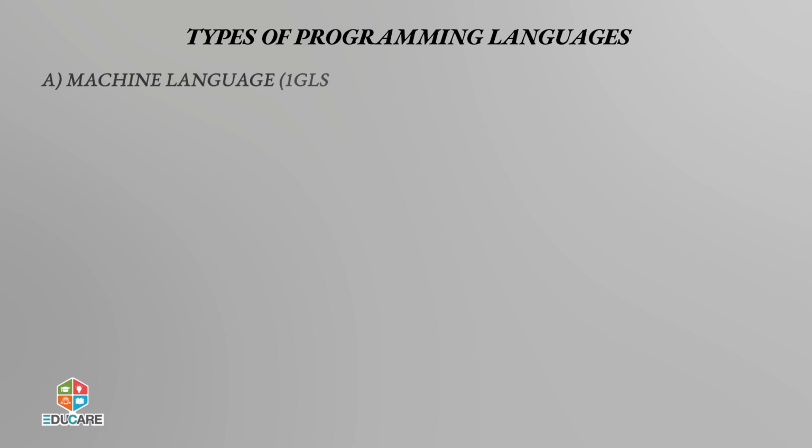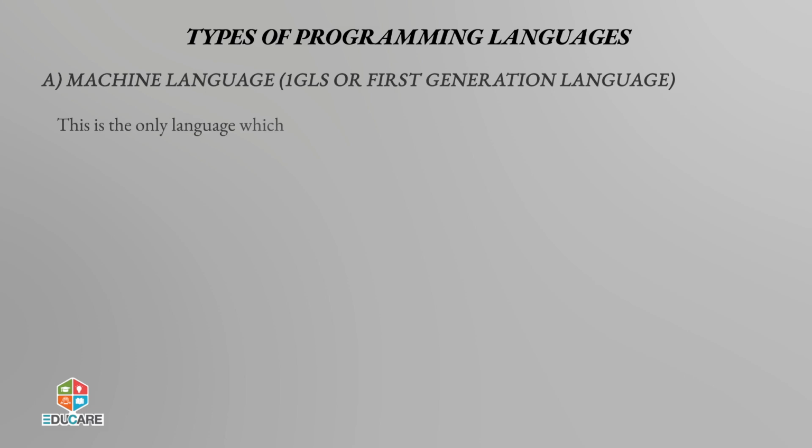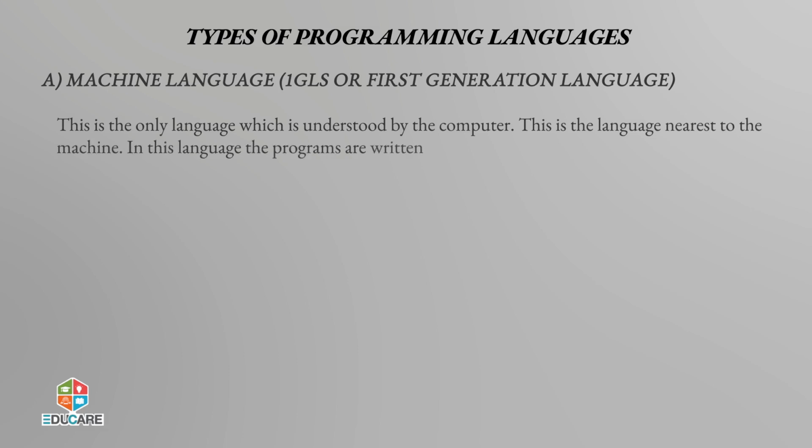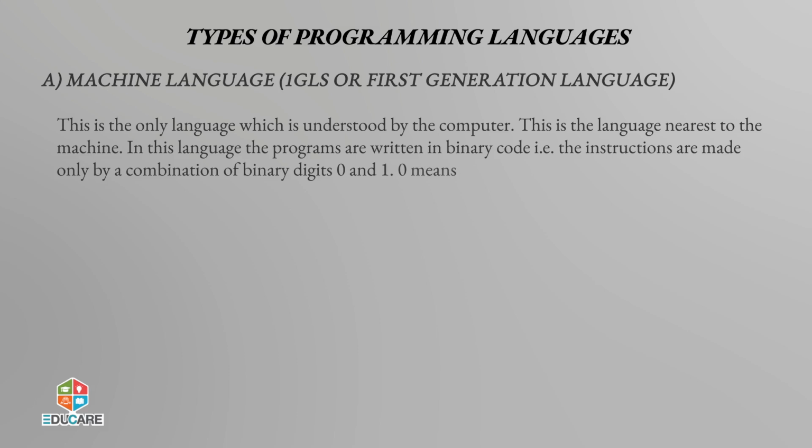1GLs or first generation language. This is the only language which is understood by the computer. This is the language nearest to the machine. In this language, the programs are written in binary code. That is, the instructions are made only by a combination of binary digits 0 and 1. 0 means off state and 1 means an on state.